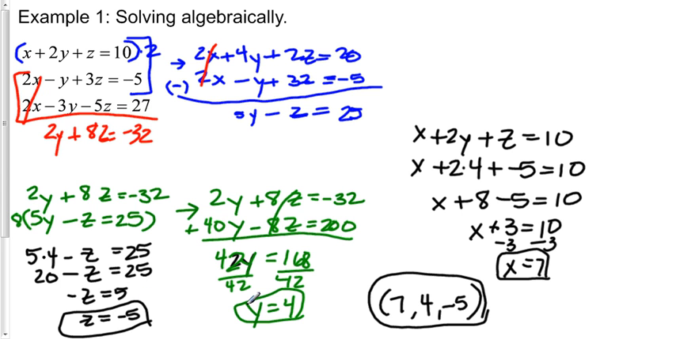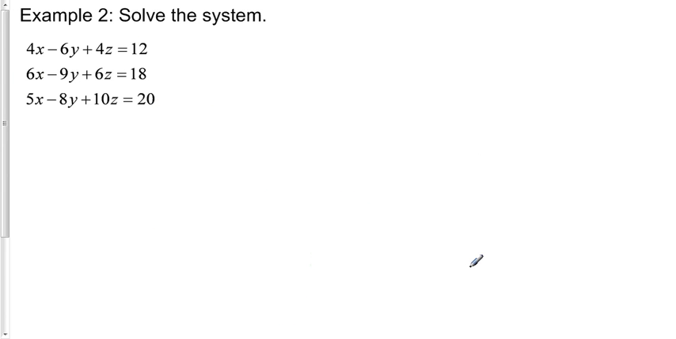And if you know 2 of the variables, you can easily find the third by picking one of the equations to plug your answers into. And then we got x equals 7. Let me show you another example.